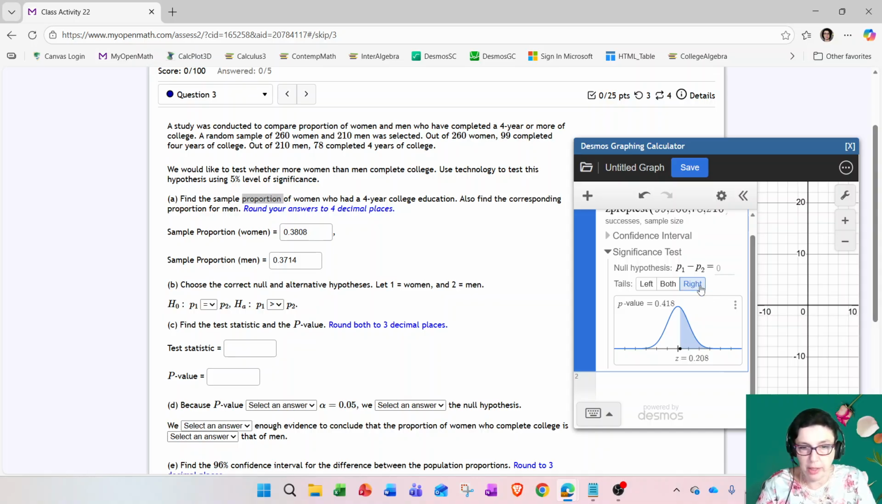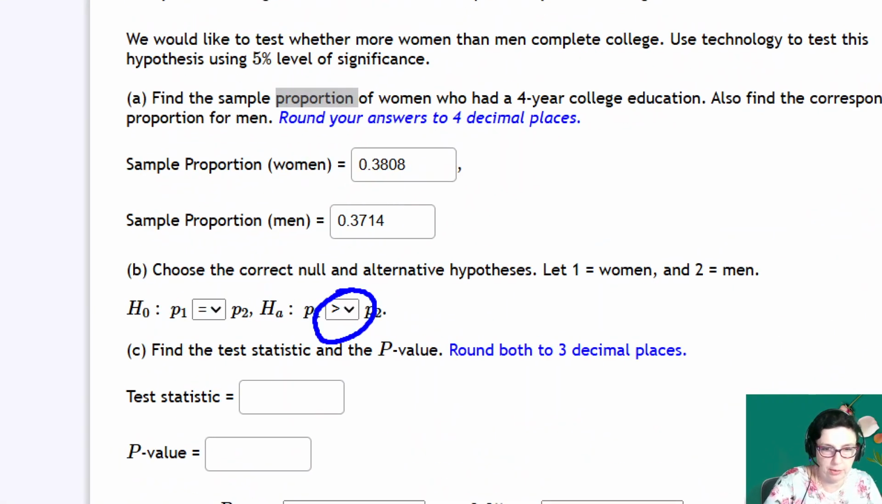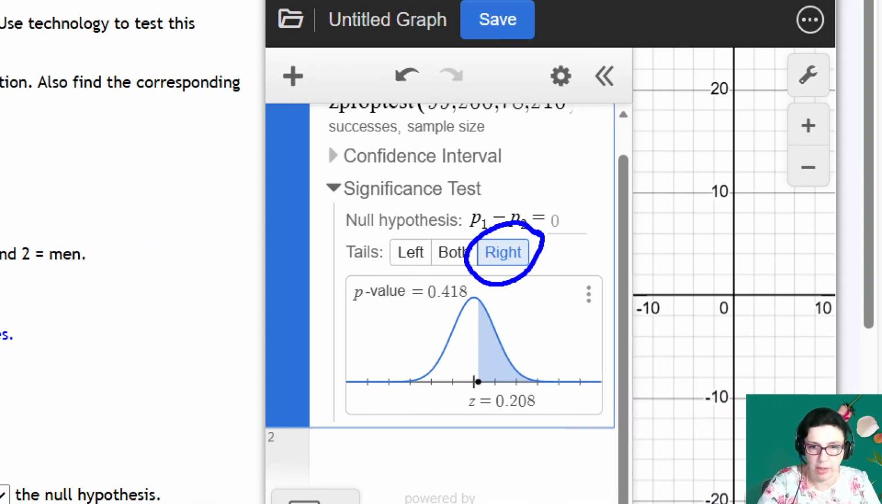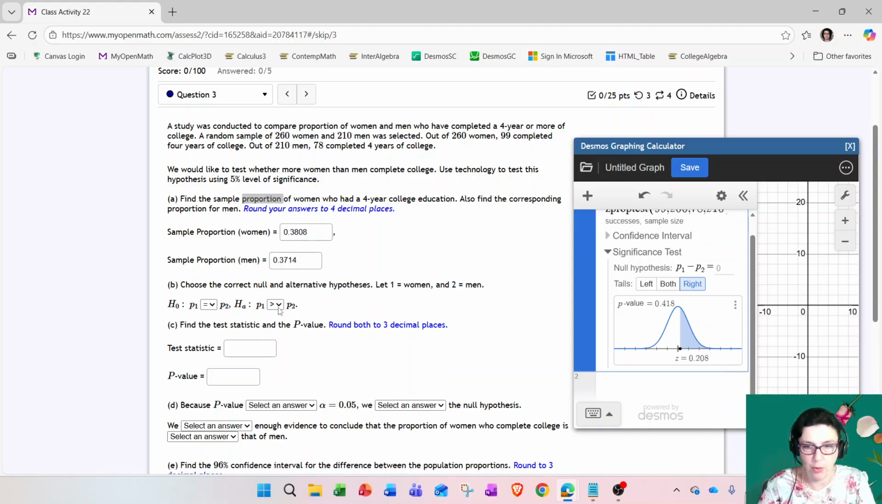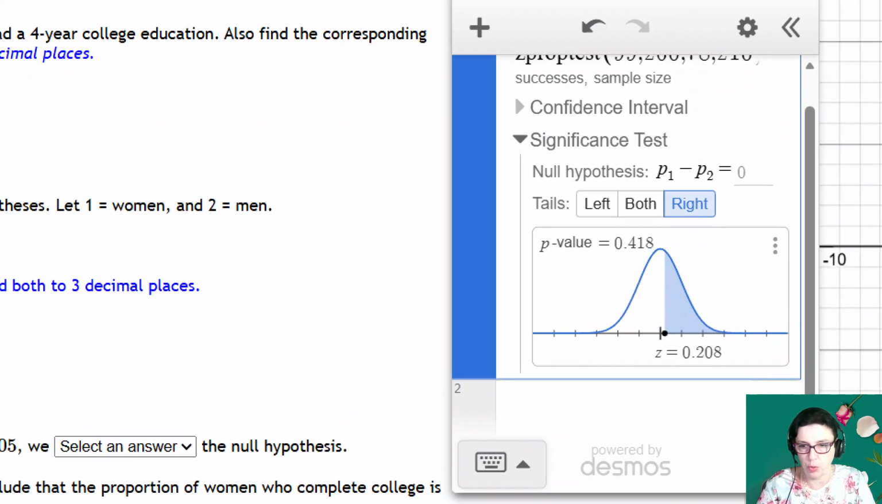We selected right on the tails. And how do we know that? Well, because we decided it's going to be a right tail test, right? And so that's why over here we select right, because it matches our hypothesis. And then we need the test statistic. So the test statistic is called the z-score, and it's going to be right here. That's the test statistic, okay?